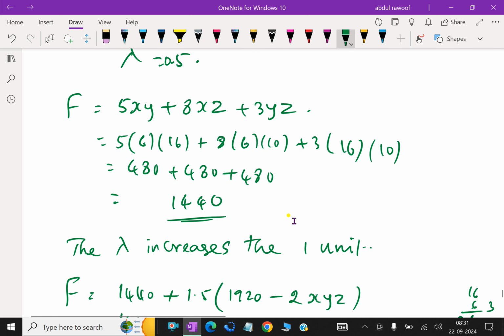So far we discussed optimizing the function by using Lagrange multipliers.